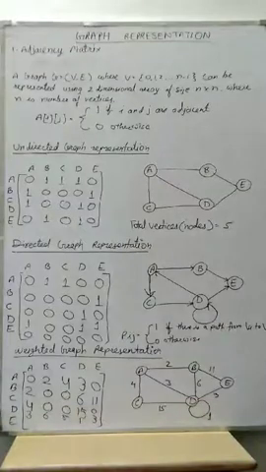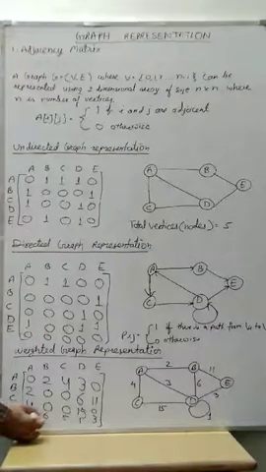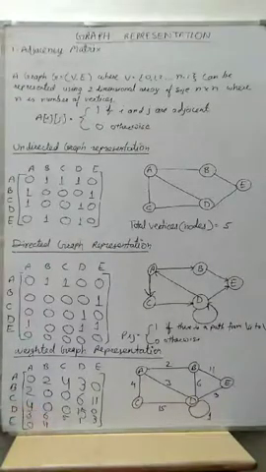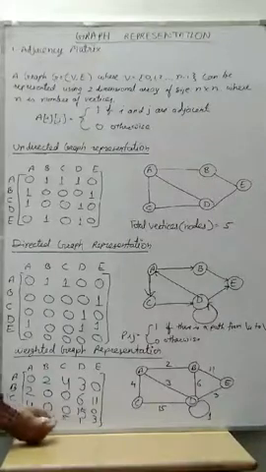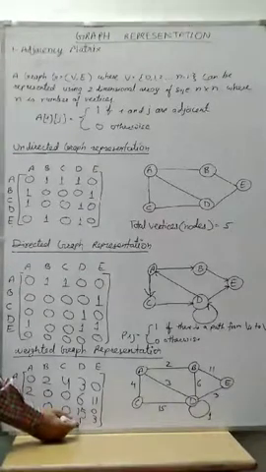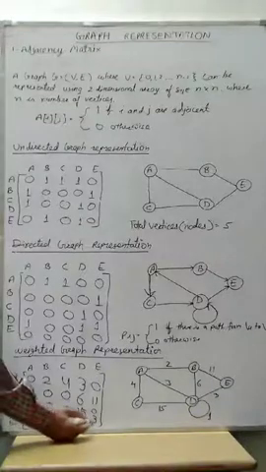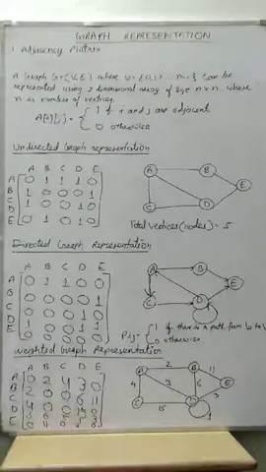Next, from E to A, no direct edge, put here 0. E to B, yes, there is an edge, weight is 11. E to C, no direct edge. E to D, yes, the edge is present, weight is 3. And E to E, there is no edge, put here 0.